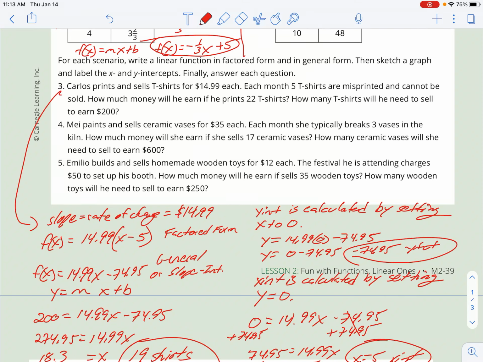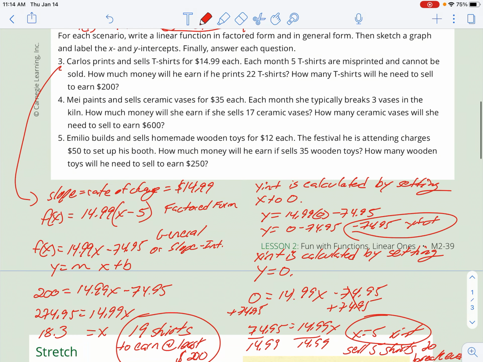Okay, so then on number 4, let's work that one out. Very similar setup. May here paints and sells ceramic vases for $35 each. There's my rate. Each month, she typically breaks 3 vases. So there you go. You're losing those, just like that. How much money will she earn if she sells 17 ceramic vases? And then how many vases will she need to sell in order to earn 600 bucks?